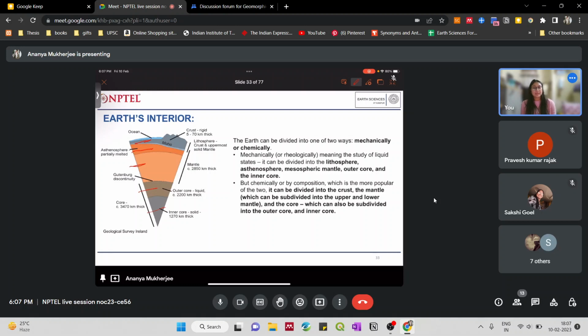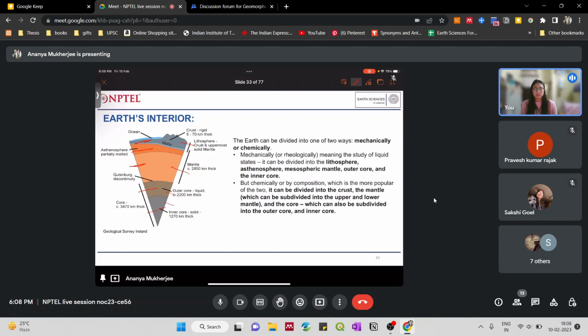Then moving on to the chemical classification, or the basis of the composition of the layers. On the basis of that, we have the crust. Then we have the mantle, which is again divided into upper and lower mantle based on the chemical composition that is present. And then you have the outer core, and then you have the inner core.